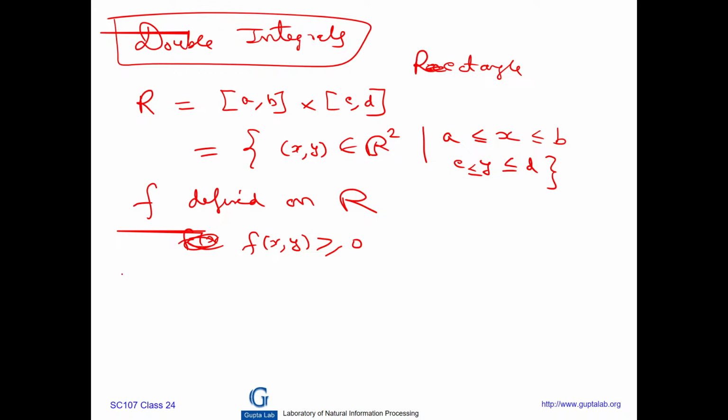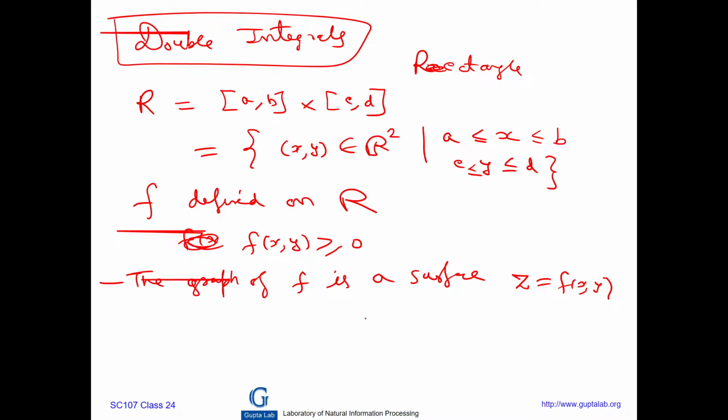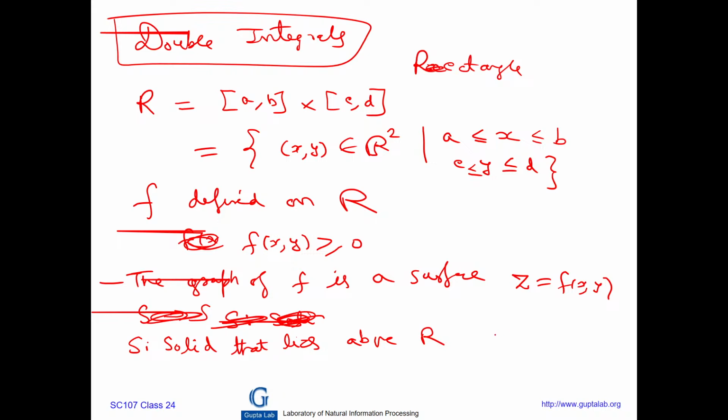So the graph of f is a surface z is equal to f of x comma y, and suppose S is the solid that lies above R and under the graph of f.